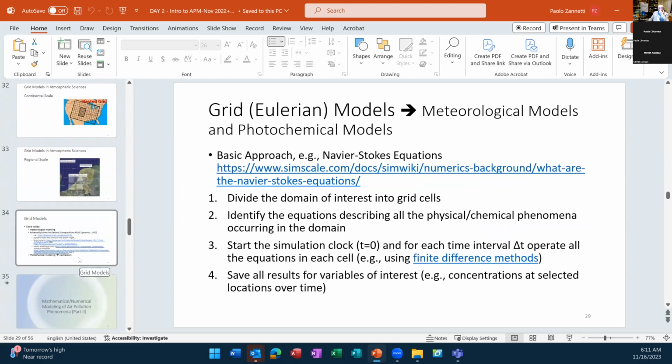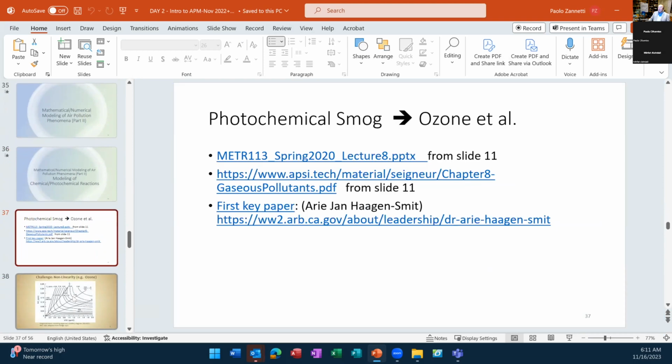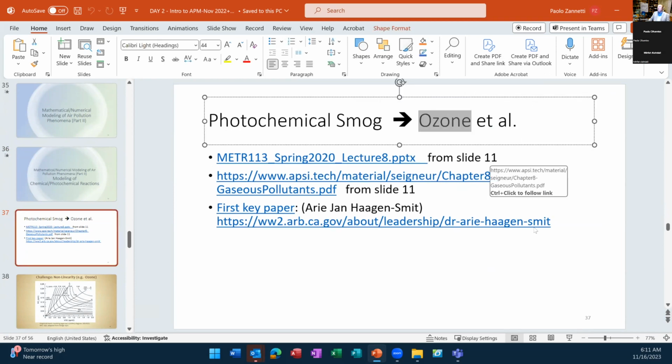So yesterday we stopped here, modeling of photochemical reactions. This is very important, especially to simulate ozone, which is the most important product of photochemical reactions. Ozone is still a challenge all over the world. Other pollutants like SO2, lead, carbon monoxide have been reduced a lot, especially in the Western countries, North America and Europe. But a chemical that remains a serious problem for air pollution is ozone.